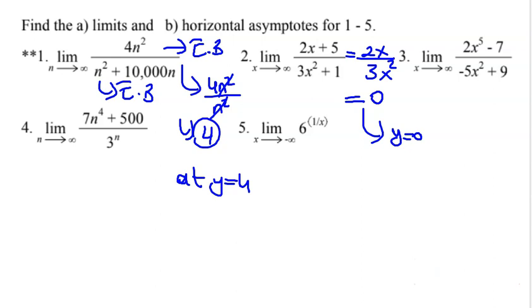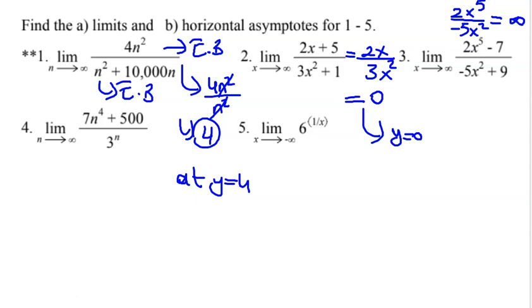In number 3, limit x approaches infinity, 2x to the 5th minus 7. So the end behavior of this top function is 2x to the 5th over the end behavior of the bottom function is negative 5x squared. So when you look at these two, you need to determine which one has the highest degree, or which one grows faster than the other. Okay, so in this case, apparently the top function is going to grow faster than the bottom function, so that's why the limit of this function will be infinity.